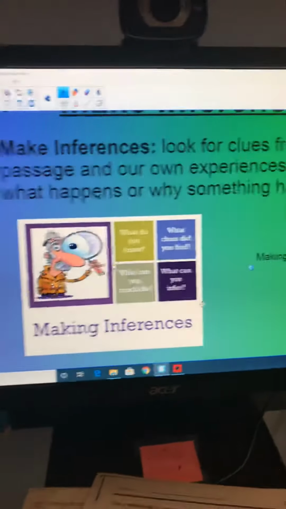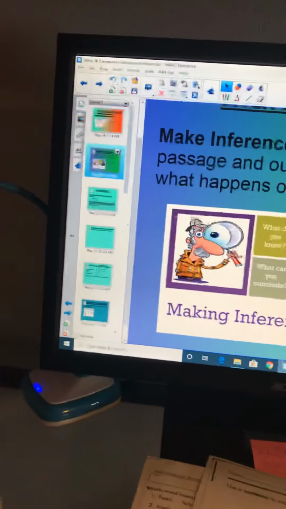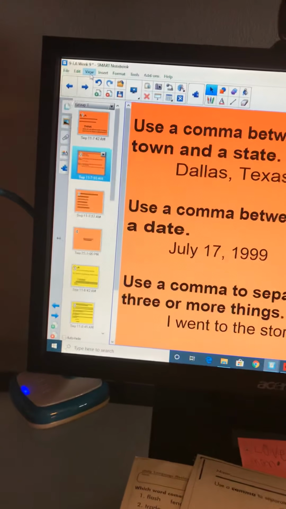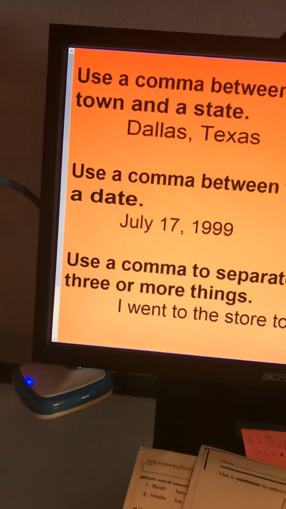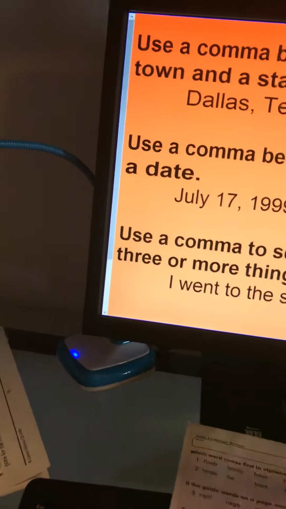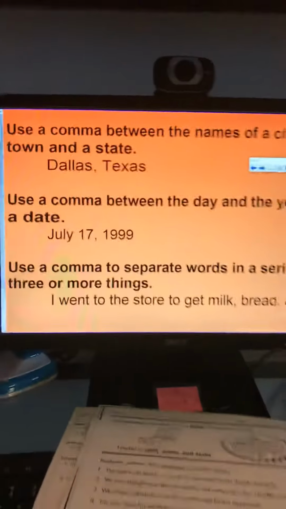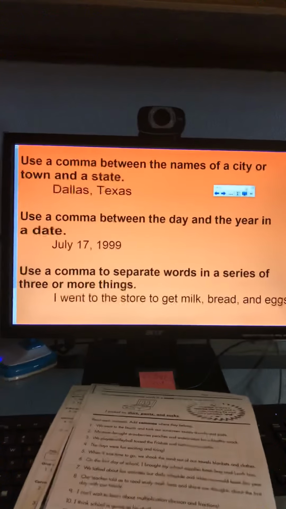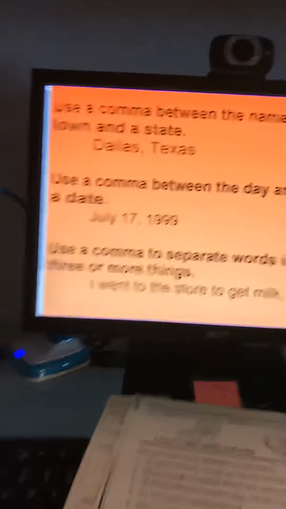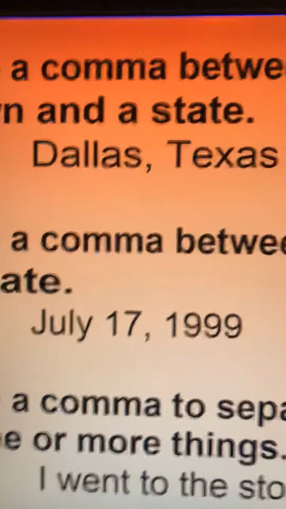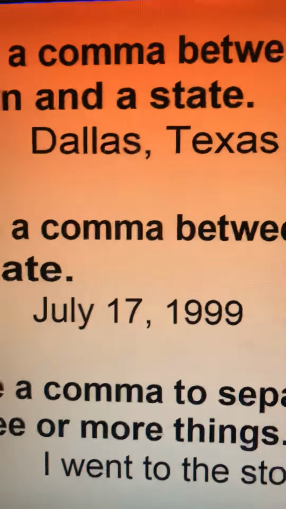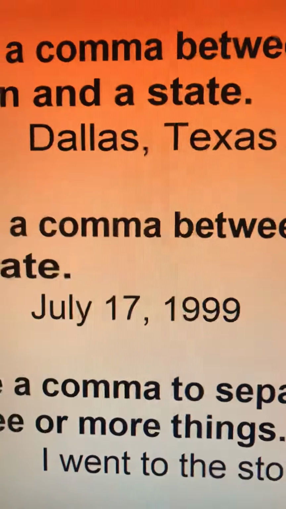Your language for today is about using commas. There are different times that we need to use commas. This worksheet is going to deal with 3 different ways, and I'll show you the worksheet in just a minute. You would use a comma between the name of a city or town and a state. The example here is Dallas, Texas. Dallas is the name of a city, and Texas is the name of a state, so you separate the city and the state with a comma.